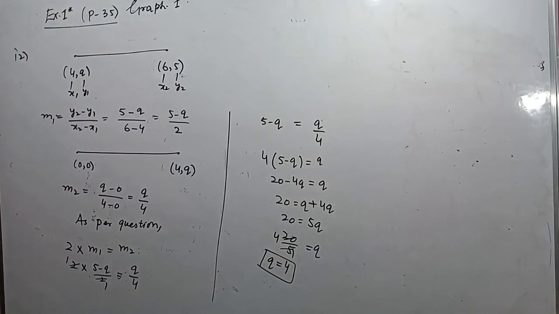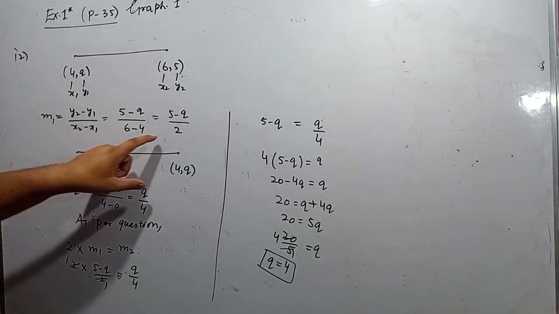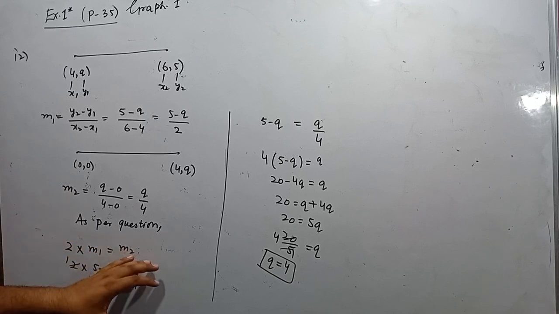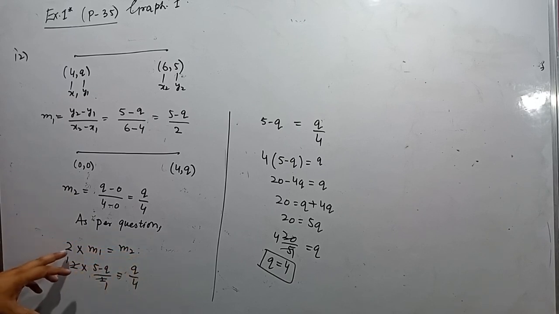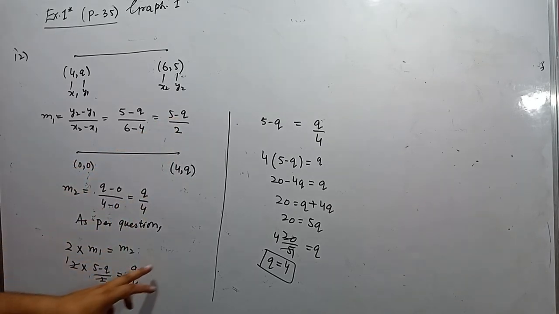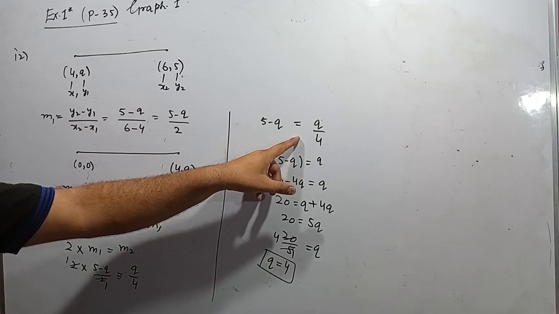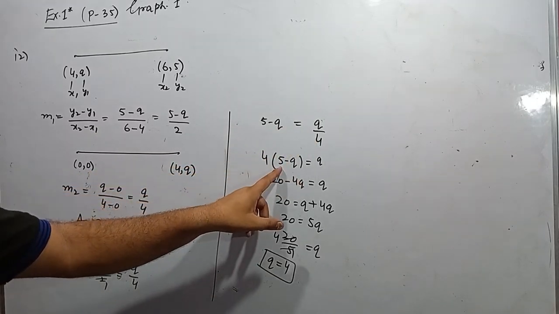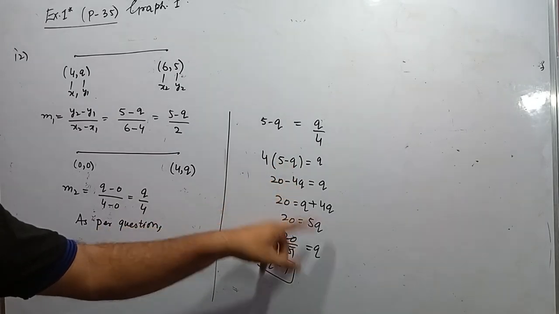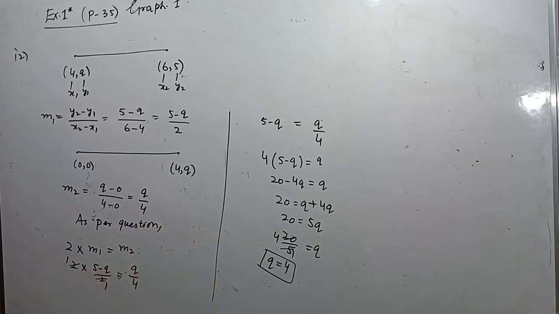Now you can see what I did in the question number 12. First I found m1, then I found here the gradient m2. Then as per the question, twice the gradient of first line is equal to the gradient of second. Then I wrote here the value of m1: 5 minus q divided by 2 equal to q divided by 4. Then I did 2 ones are, 2 ones are. Here I did the transposition. 4 should be multiplied to 5 minus q. 4 5s are 20 minus 4 into q. That's 4q. Then again I did the transposition and finally I got the answer q equal to 4. This was about the question number 12.